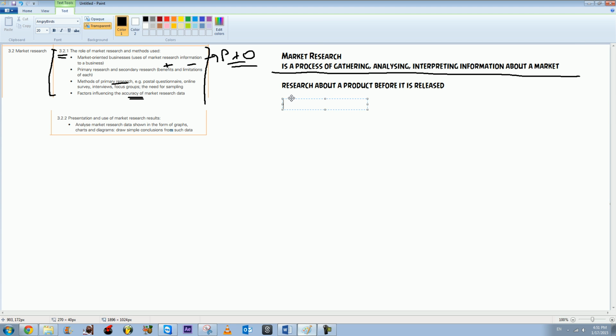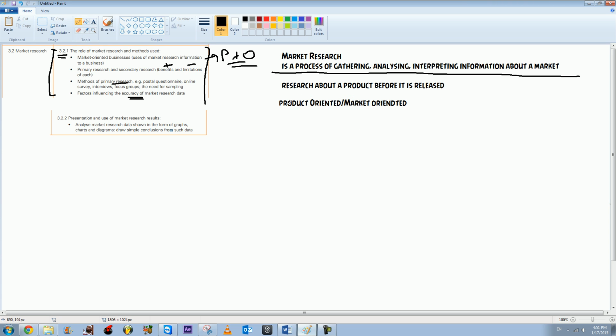So that's market research. Second one, product oriented and market oriented. I think they removed product oriented out of the syllabus because they added technology and stuff like that. Market oriented is used a lot today, but product oriented not really, because product oriented is pretty much self-explanatory. A product-oriented business is one whose main focus of activity is the product itself.